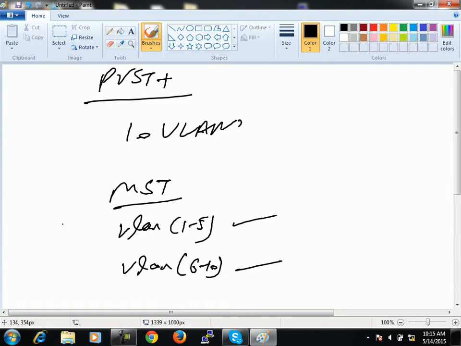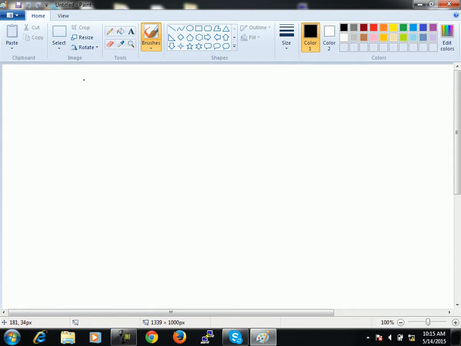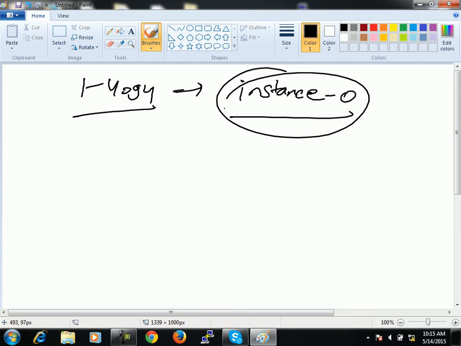Have you understood it now? Okay. But by default, it works the same as CST. You know why? Because by default, all VLANs from 1 to 4094 are mapped into a single instance, which is instance 0. By default, all VLANs are mapped into a single instance of MST, which is instance 0.